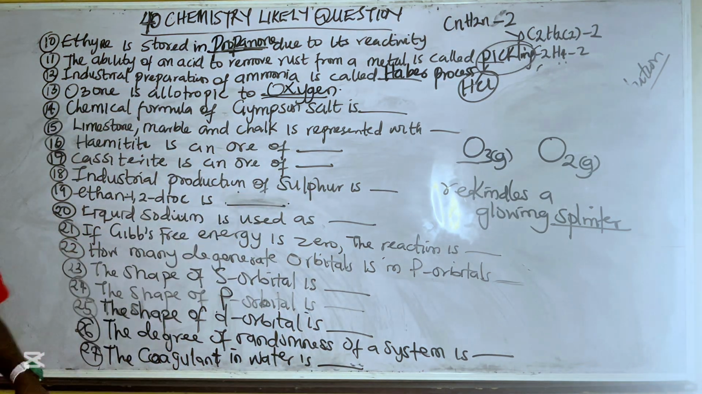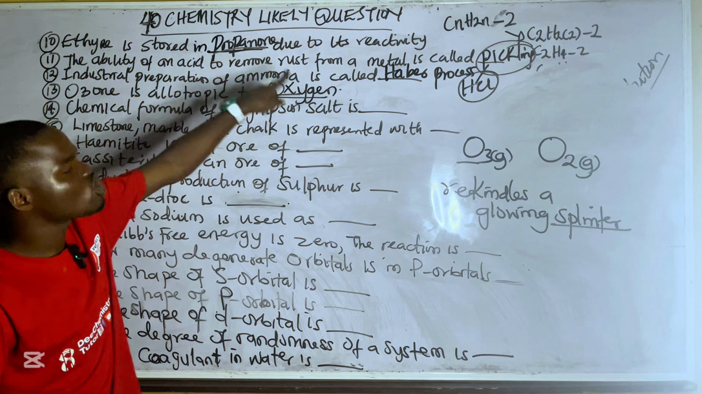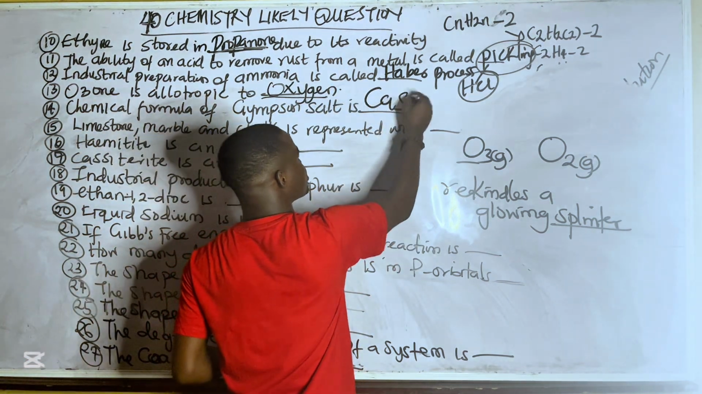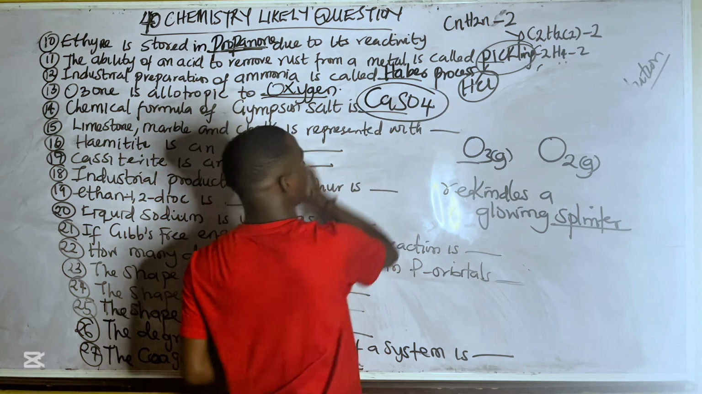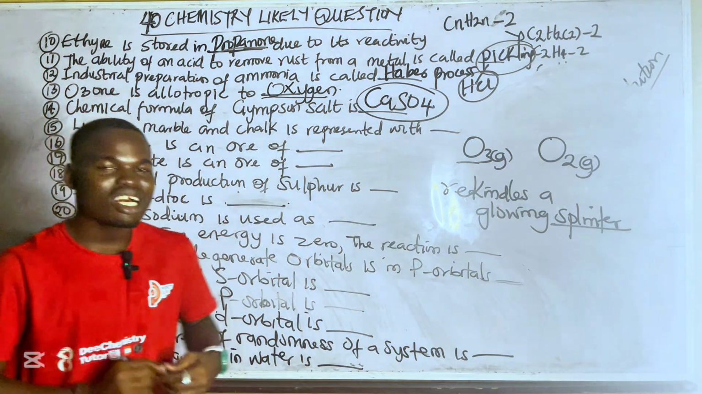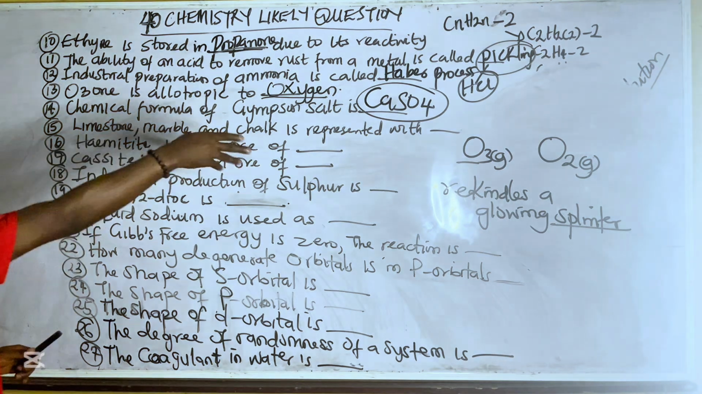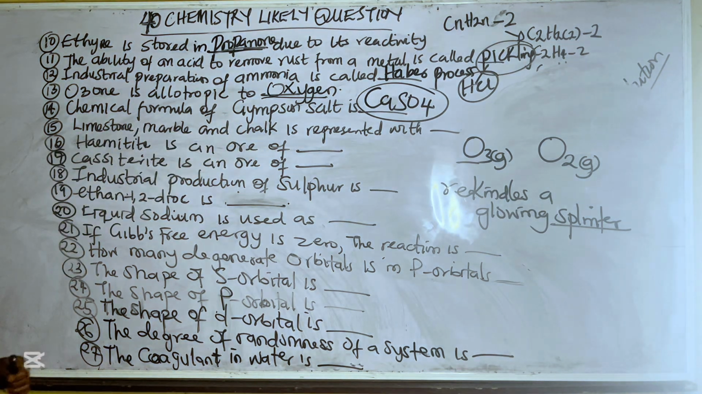Now, question 14. Chemical formula of gypsum salt is dash. Never forget, gypsum salt is calcium sulfate. This is gypsum salt, calcium sulfate. It's one of the ores of calcium, anyways.